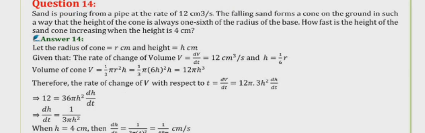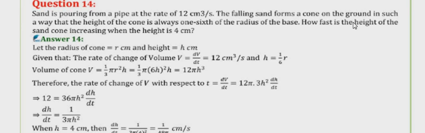Let us take one more question. Question number 14. Sand is pouring from a pipe at a rate of 12 centimeter cube per second. Centimeter cube means volume upon second means time. Here it is given V upon T means dV upon dt. This is the rate of change of volume with respect to time. Right? Now the falling sand forms a cone.